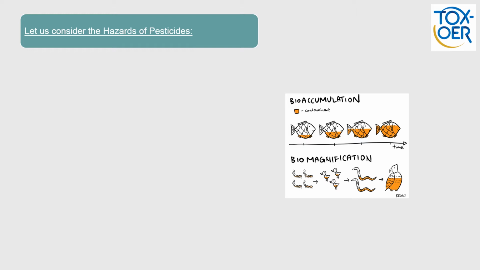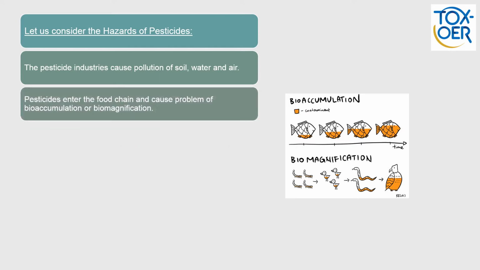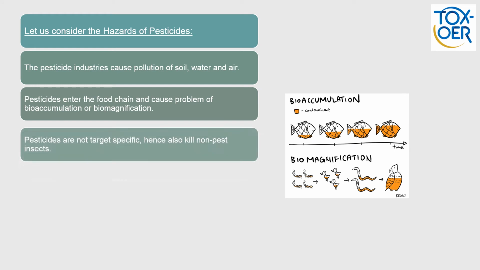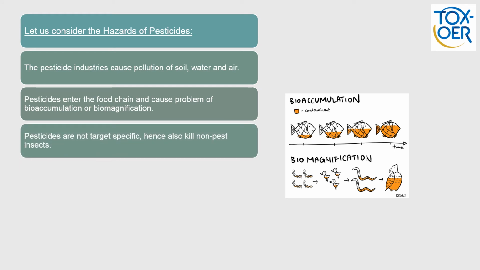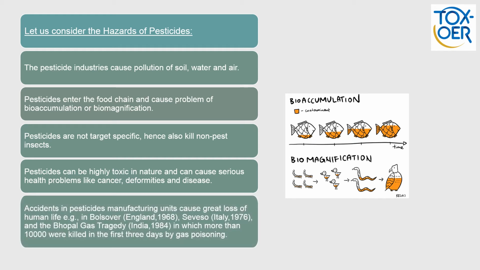So let us consider the hazards of pesticides. The pesticide industry causes pollution of soil, water, and air. Pesticides enter the food chain and cause the problem of bioaccumulation or biomagnification. Pesticides are not target-specific, hence they also kill non-pest insects. They can be highly toxic in nature and can cause serious health problems like cancer, deformities, and disease. Accidents in pesticide manufacturing units cause great loss of human life.